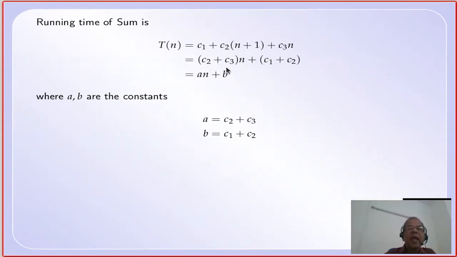Later on, we will say, ignore the lower order terms. Ignore the constant coefficient and just say T of N is equal to big O of N. This we call asymptotic running time, running time in the limit. When N becomes very large, this A and B can be ignored.